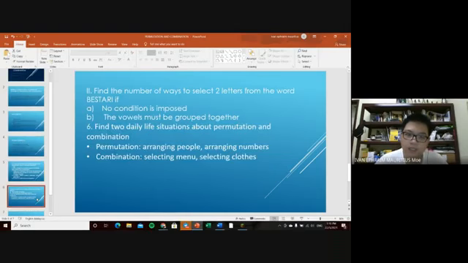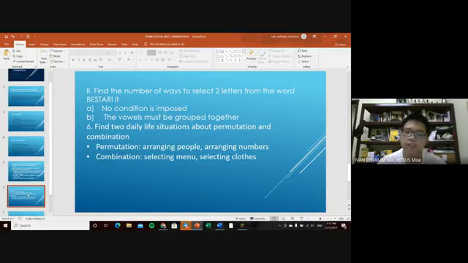Okay. A second example: find the number of ways to select 2 letters from the word BESTARI if no condition is imposed. So this is combination. B, the vowels must be grouped together. So there is a specification, we call it a condition. So this is permutation.